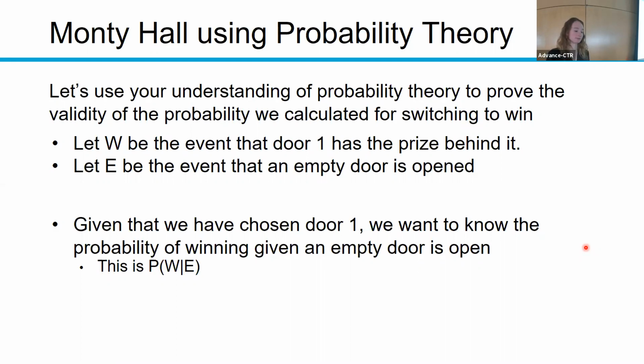So we're going to let W be the event that door 1 has the prize behind it, and that you're choosing door 1. And let E be the event that an empty door is opened. Okay. So given that we have chosen door 1, we want to know the probability of winning given an empty door is open. So this is the probability of W given E. I will give you a second to try and write out just the formula for this. What is the probability of winning with the prize behind door 1, given that an empty door is open?